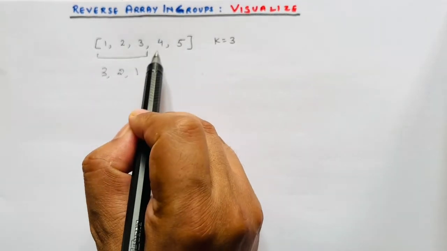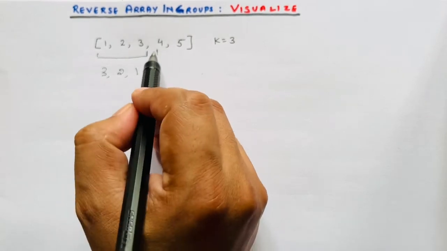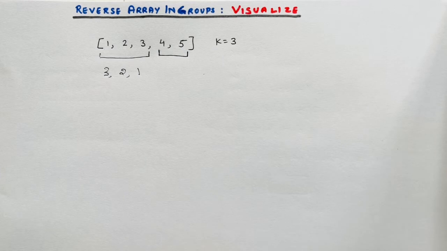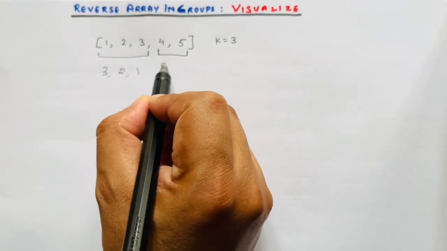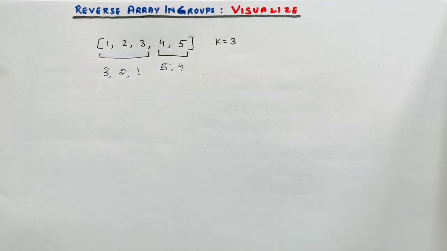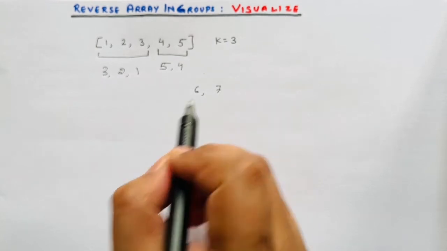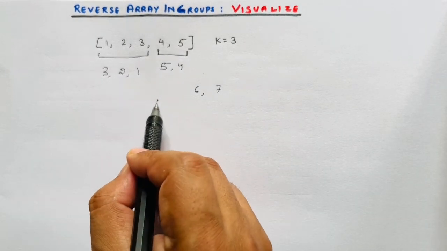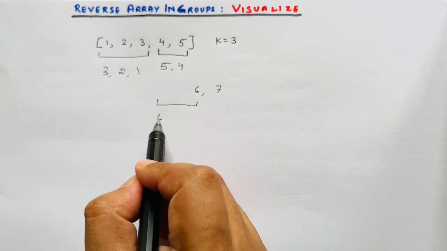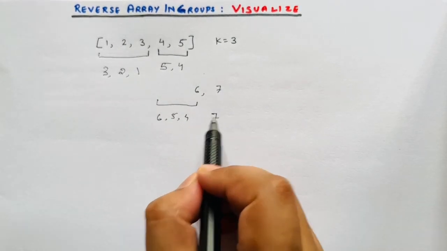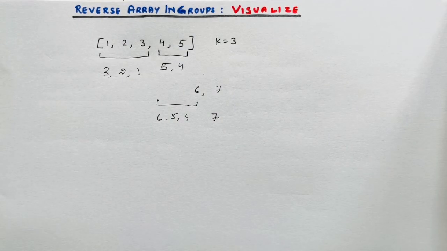When this block is done, we have to select the next block. So the next block starts from here. It would have gone up till size of 3, but array itself is ending here. So the next block remains this. Then we reverse this and it becomes 5 and 4, right? What if the array was a bit longer and after 5 we would have 6 and 7 as well? Then we would have reversed this first and it would have become 6, 5, 4 and then this 7 would have remained as is. So let's first try to note down what are we doing.